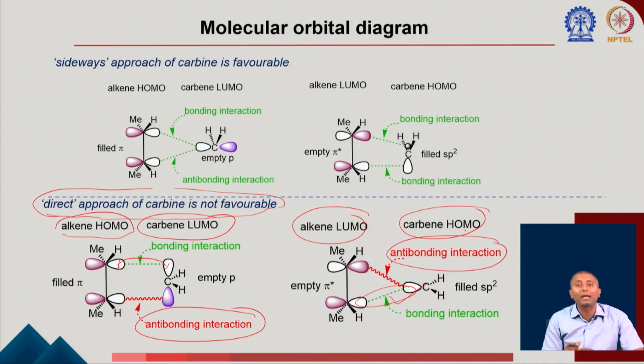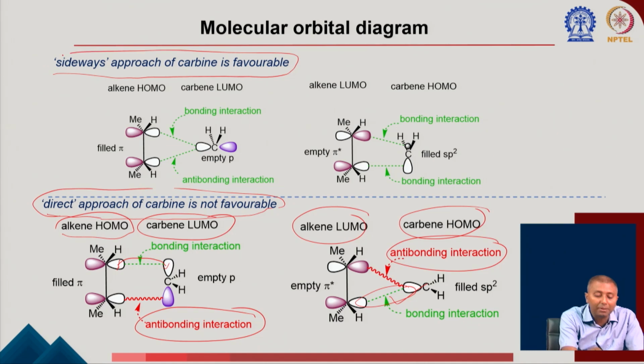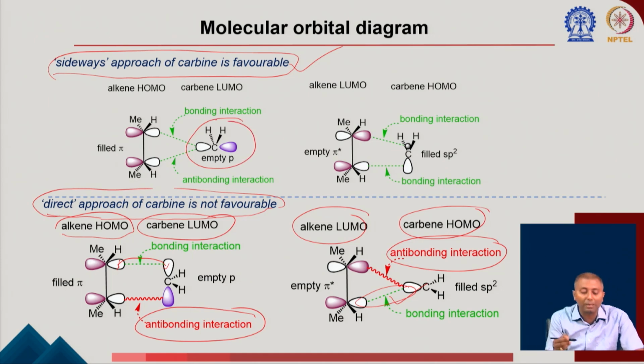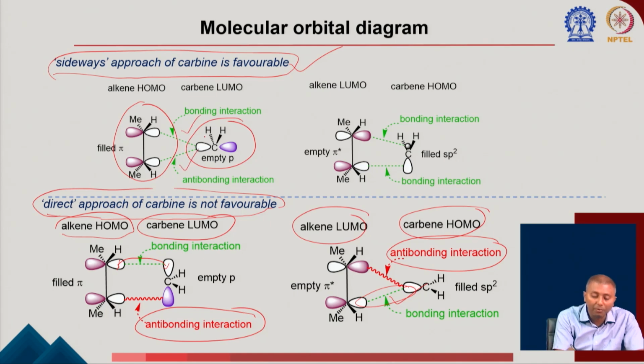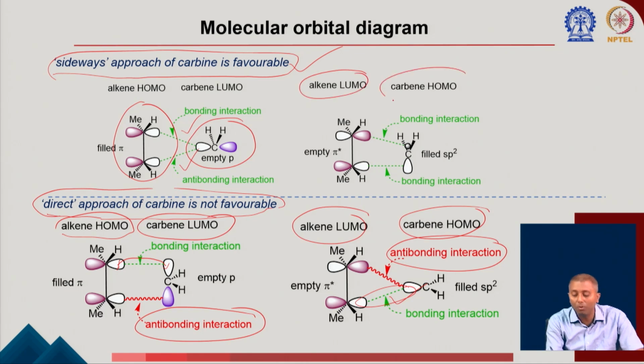So that's why the direct approach of carbene to the olefin is not favorable, but if it goes for a sideways approach, that is favorable. So what do we mean by the sideways approach? Now if you try to draw this carbene coming sideways to the olefin, on both sides it is forming a bond. If you take the alkene LUMO and the carbene HOMO, we are also seeing a very similar thing, there is a bonding interaction happening.